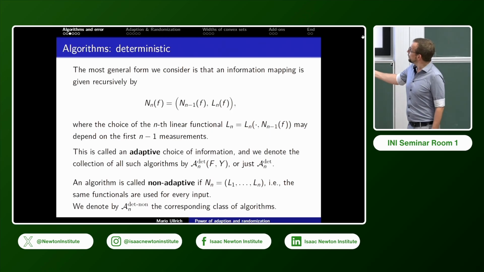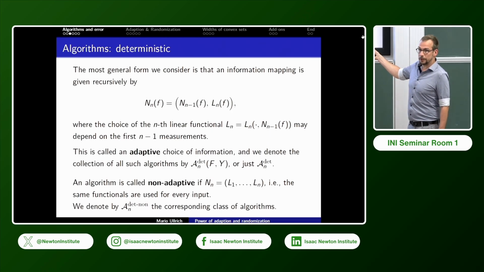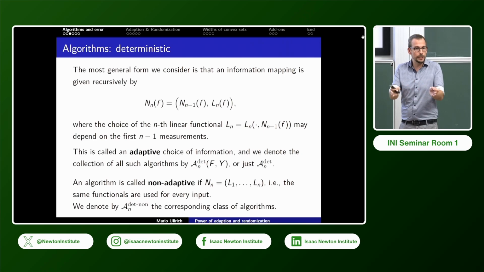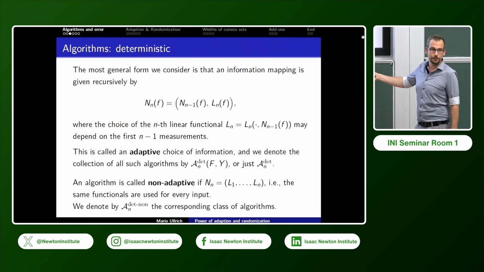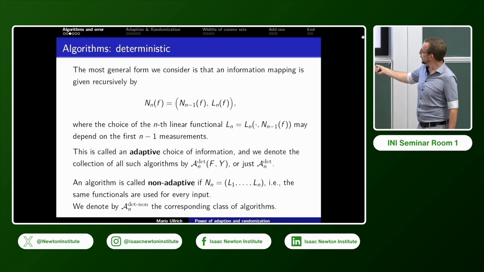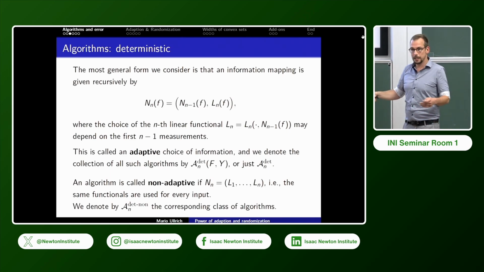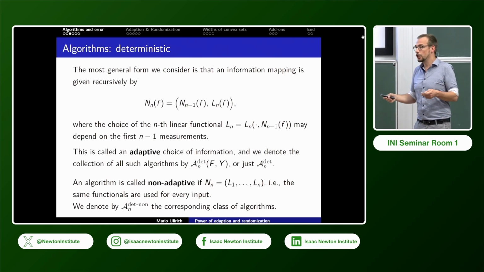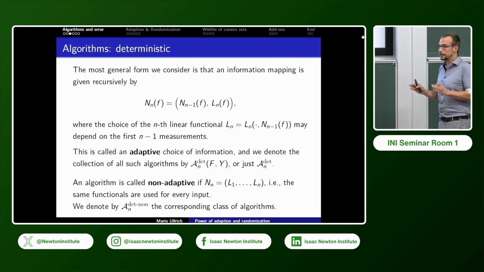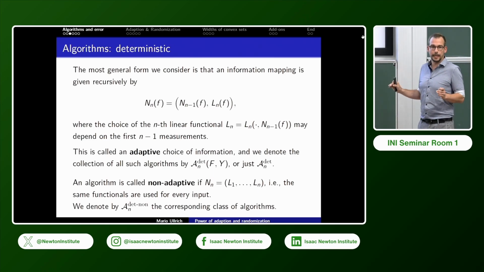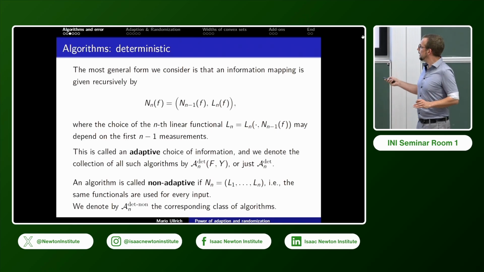If I now know that I do not use this recursive one, actually I fix n of these mappings in the beginning, so I tell you in advance what the measurements are, it's my measurement device maybe, I cannot change that in the meantime, then I call this non-adaptive. And once you are in a non-adaptive setting, you are very close to classical approximation theory, to things from geometry of Banach spaces and stuff. That's the typical thing, and you will see that these relations are quite precise in this context.